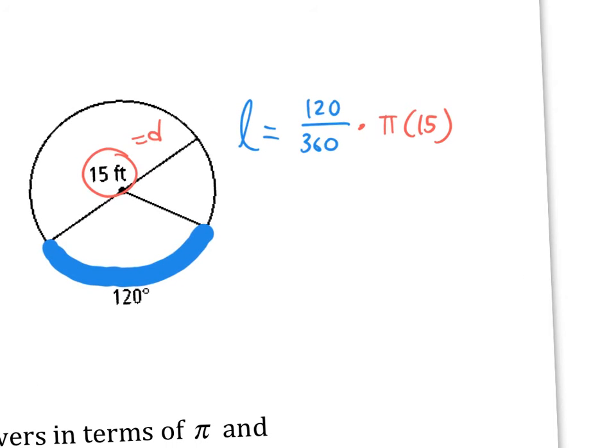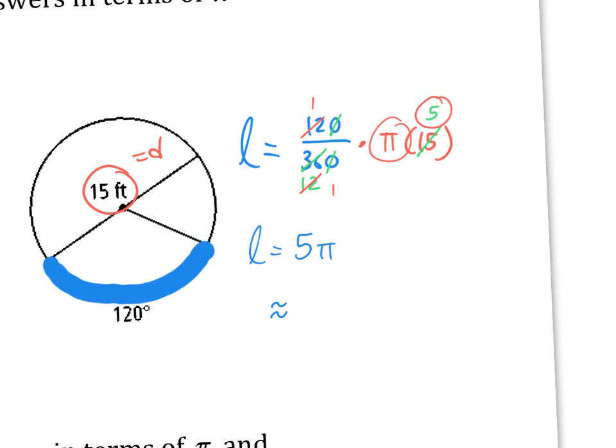Now I can start to reduce things. As we saw earlier, the zeros coincidentally drop out again. Won't always happen like that. I can divide 15 by 3 to get 5, and over here by 3 to get 12. And once again, notice that I can divide by 12 here to get 1 and 1. So notice what's left, a 5 and a pi. So length is exactly 5 pi and is approximately 15.71 feet, and feet need to be the unit on both of those.